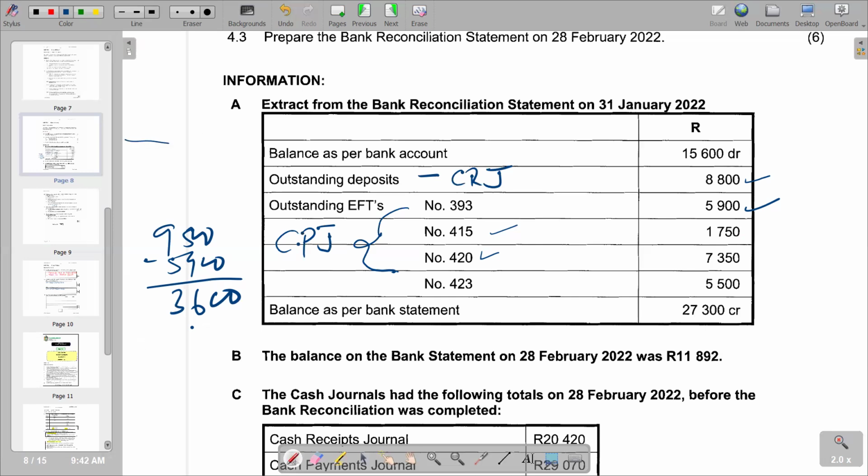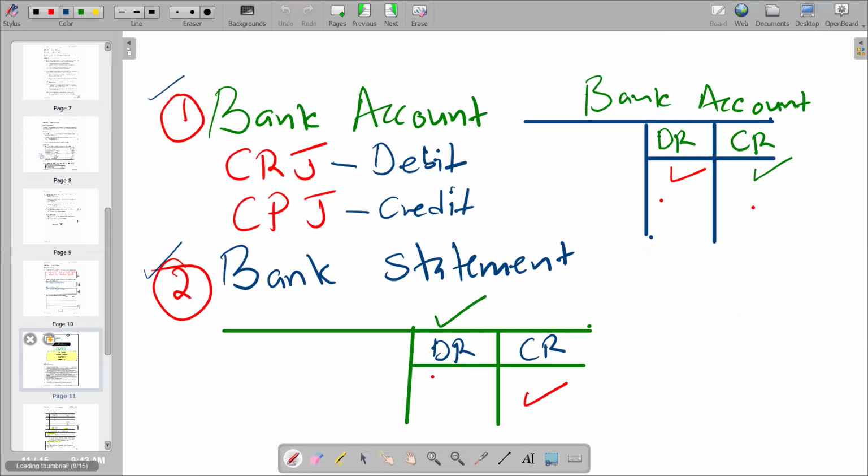That's how we calculate. Remember, we said we've got our bank account like this. The credit side of the bank account represents the cash payment journal, and the debit side represents the cash receipt journal. So if you have a bigger figure of 3,600 on the credit side, like in this case, to correct it, you must enter 3,600 on the debit side. That's how we cancel the credit side balance. By entering on the debit side, we are entering it in the cash receipt journal. So basically, that's what we have.